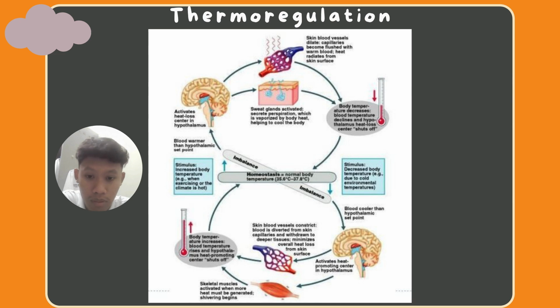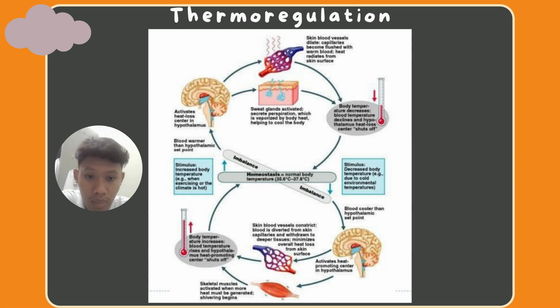Now we move to the thermoregulation process. Firstly, when our body temperature increases, our blood is warmer than the hypothalamic set point. Then, it activates the heat loss center in the hypothalamus. Next, skin blood vessels dilate. Capillaries become flushed with warm blood, and heat radiates from the skin surface. Also, sweat glands activate, which means they secrete perspiration that is vaporized by body heat, helping to cool the body.